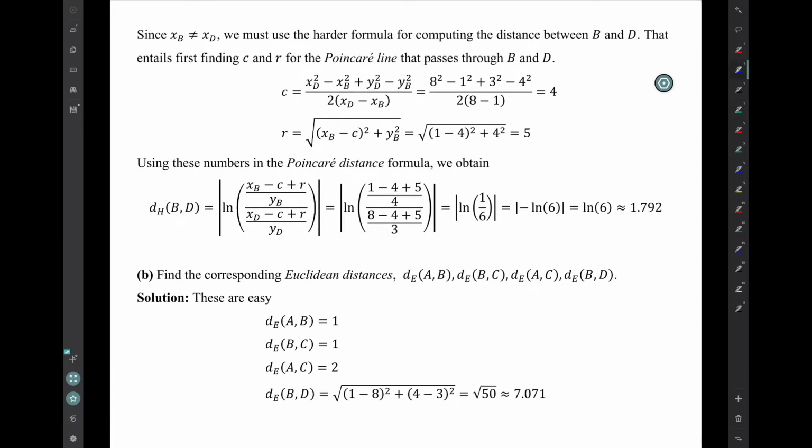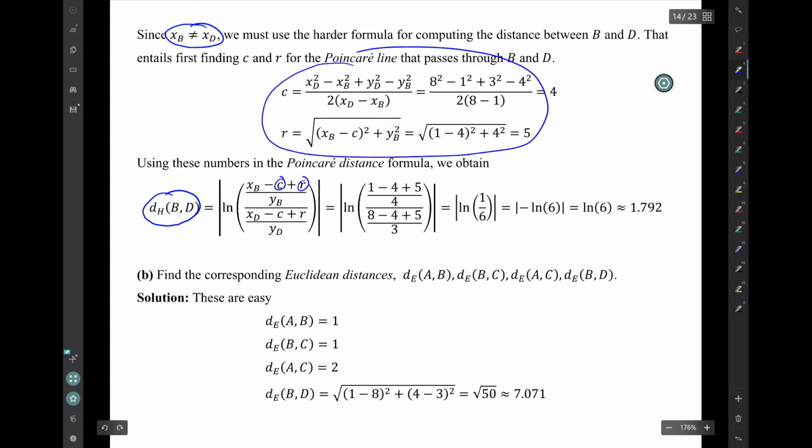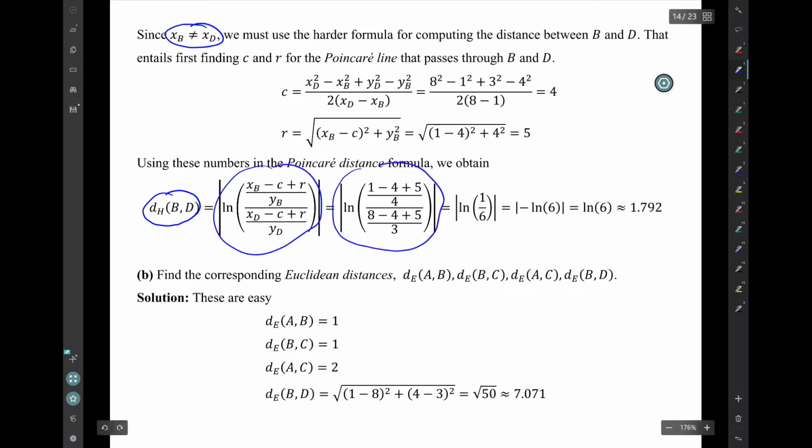But when we compute the distance between B and D, we have to grapple with the fact that the x-coordinates of those 2 points are not the same. So we have to use the more complicated formula, this crazy formula, to find the distance between them. So to use that formula, we have to first find C and R. So that's these calculations. We end up finding out that C is the number 4 and R is the number 5. We use those numbers along with the coordinates of B and D in this calculation, and we end up building this expression. Now we have to simplify that.